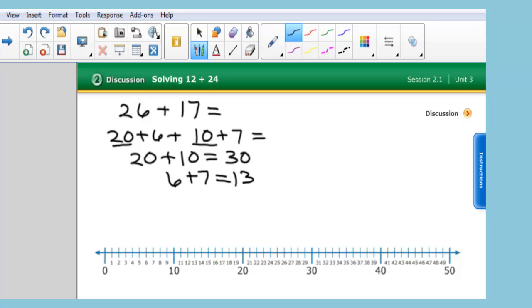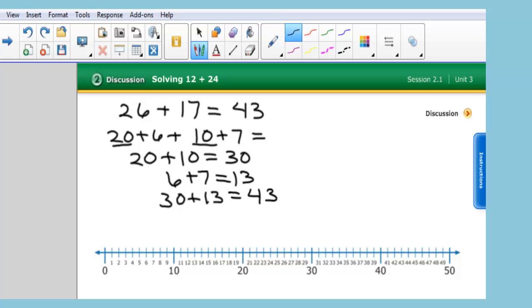The last step in this strategy is to add these two numbers together. 30 plus 13. I could remember my tens again, that 30 plus 10 equals 40. I could count up 41, 42, 43 to know that the total baseball cards that Jake has now are 43.